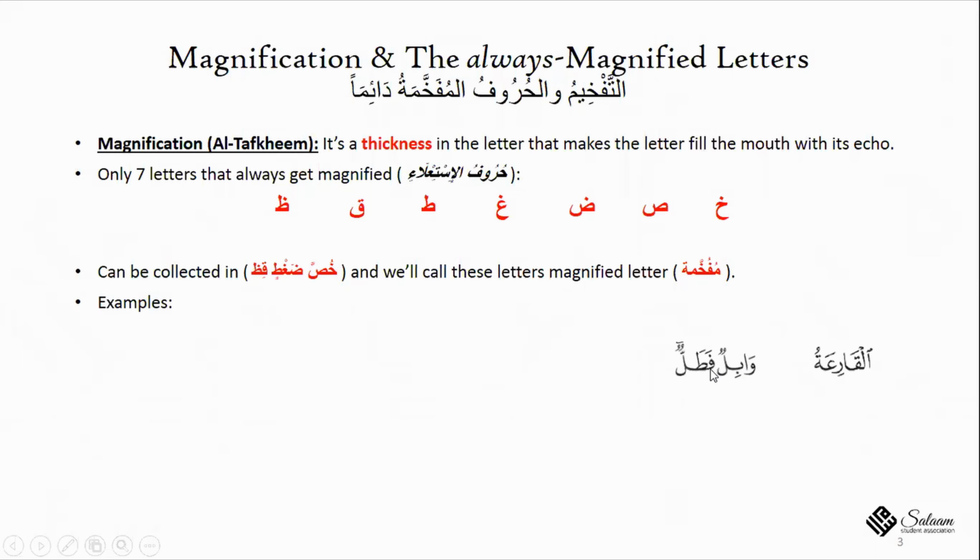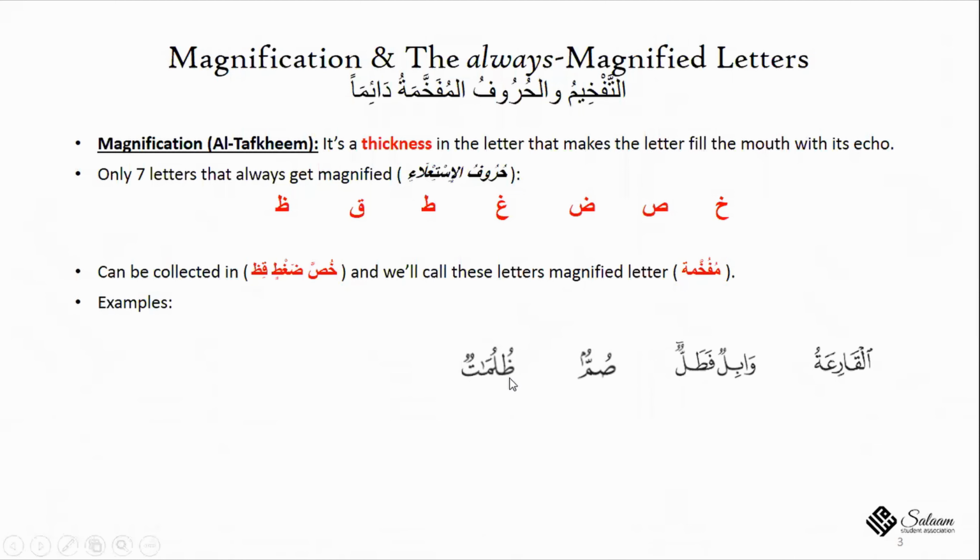وابل فطل. See the fa here, I said fa, simple. But the ta is one of these letters. فطل. Don't say fatal. This cannot be fatal. Fatal means this is not ta. You have to keep the ta magnified. مفخمة. فطل. صم. صو. Don't make it simplified. Don't say su. Always say so. صاد needs to be مفخمة.